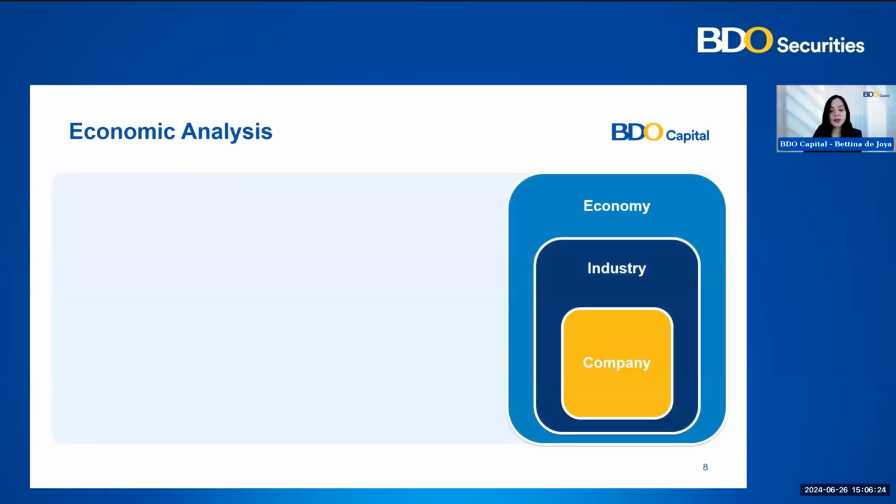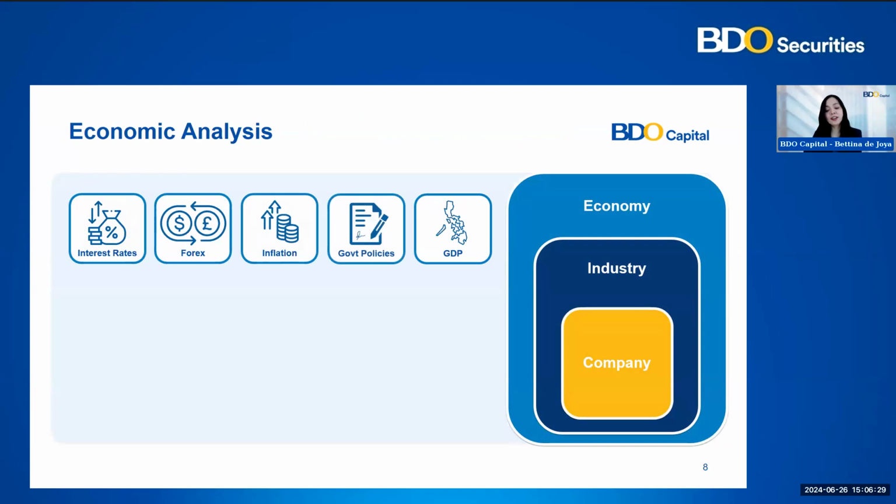Analyzing the economy means looking at macroeconomic indicators such as interest rate movements, foreign currency exchange fluctuations, inflation and GDP growth, and even government fiscal policies. These indicators provide a backdrop for understanding the overall economic environment in which a company operates. These data points are typically compiled, calculated, and or reported by government agencies. Here in the Philippines, these are usually published by the BSP, the Philippine Statistics Authority or the PSA, and other similar entities.